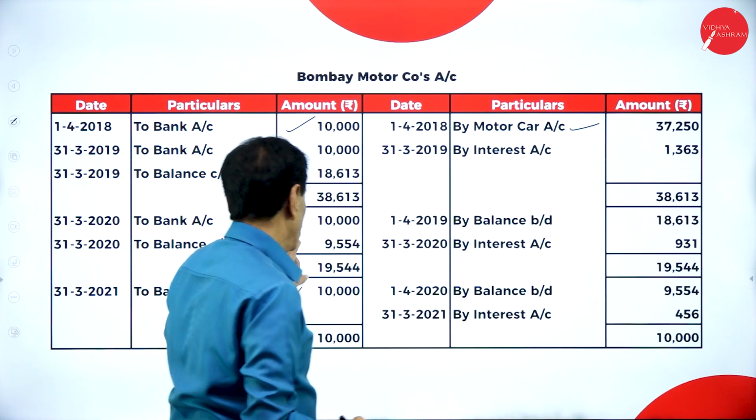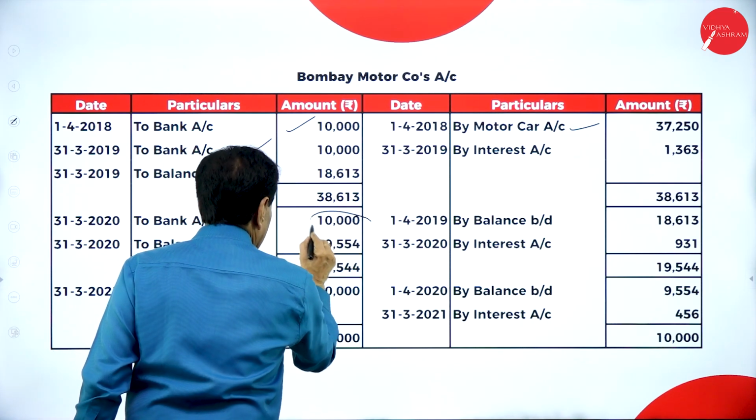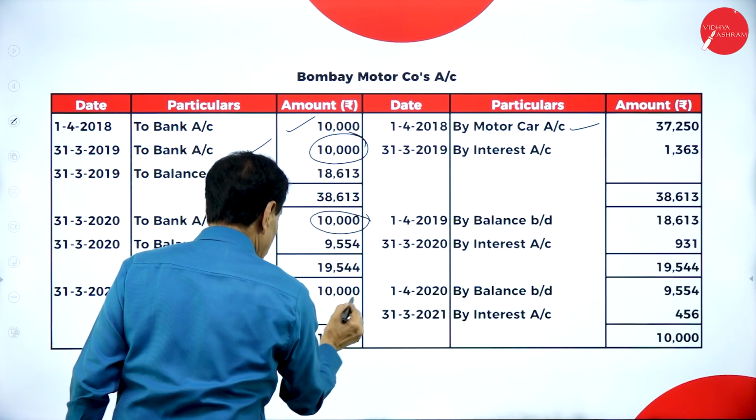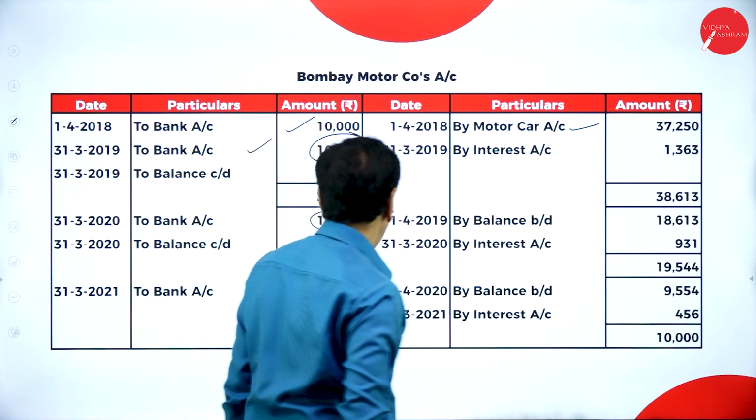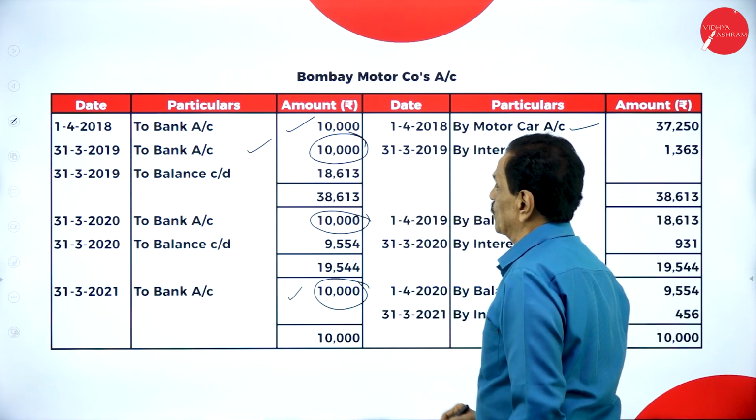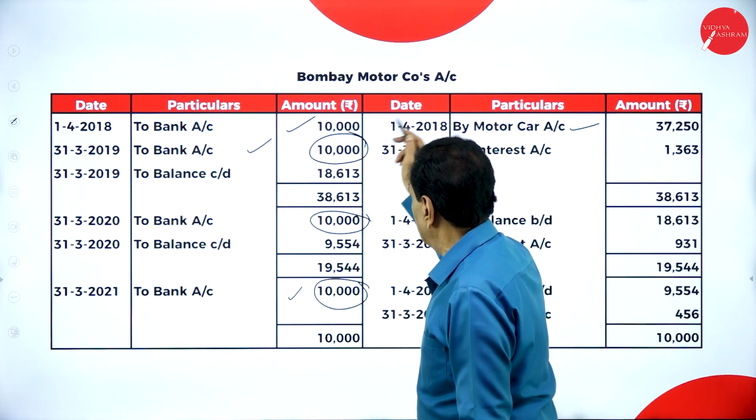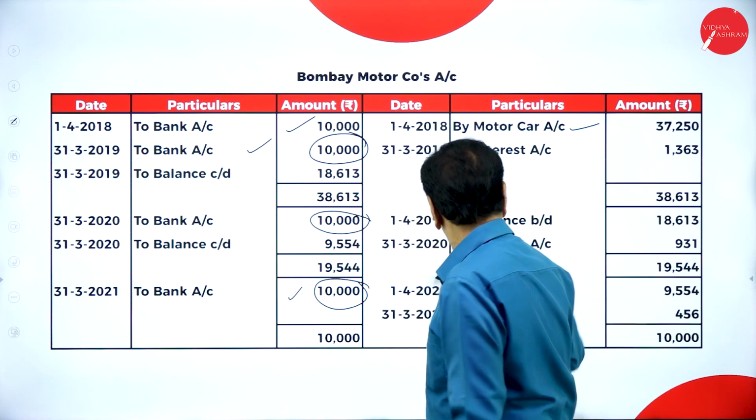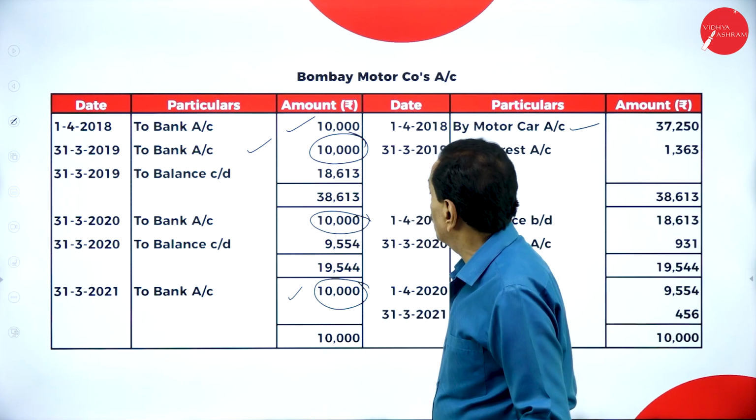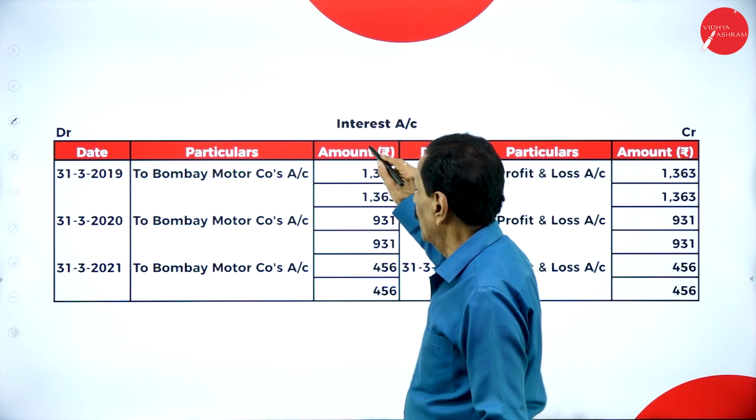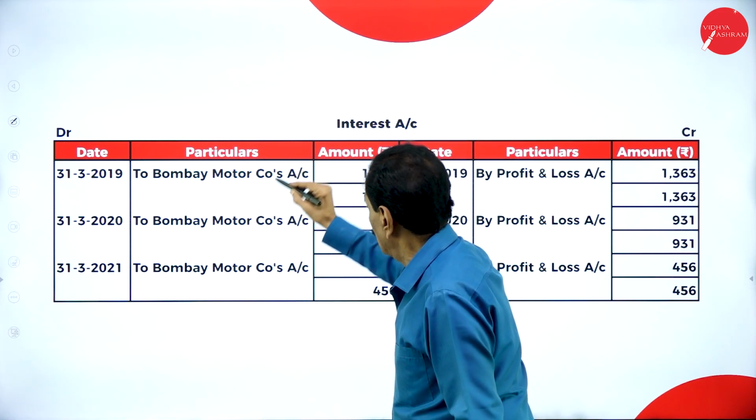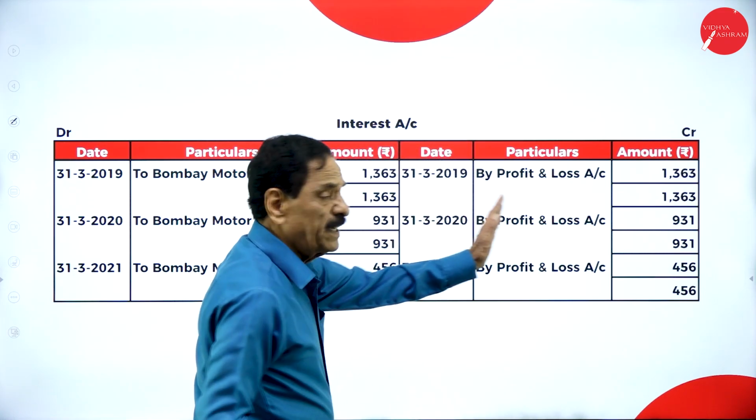Interest on this, every year you pay how much? 10,000, 10,000, 10,000. Three installments, and the down payment of 10,000 we pay. Totally 30 plus 40,000. The difference is the interest. Hope you understand this. Now, interest account debit to hire seller account, transfer to profit and loss account.